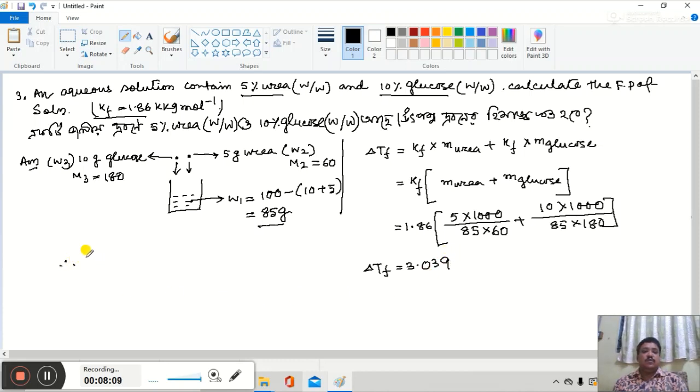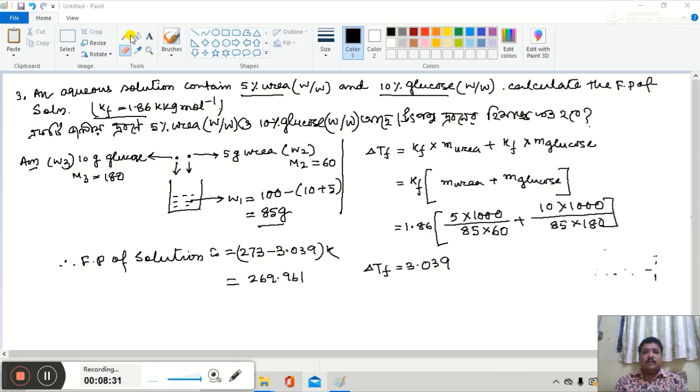So the freezing point of solution is 273 minus 3.039 Kelvin. That means 269.961 Kelvin is the answer for the solution.